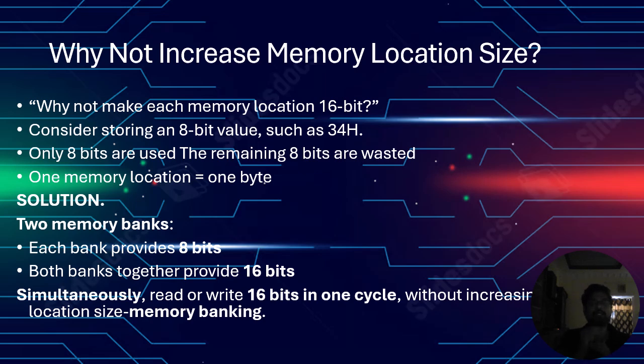Since we cannot increase the size of a memory location, we adopt a different solution. Instead of using a single memory chip, the 8086 uses two memory banks. Each bank provides 8 bits. Both banks together provide 16 bits. By accessing both the banks simultaneously, the processor can read or write 16 bits in one cycle without increasing memory location size. This technique is called memory banking.